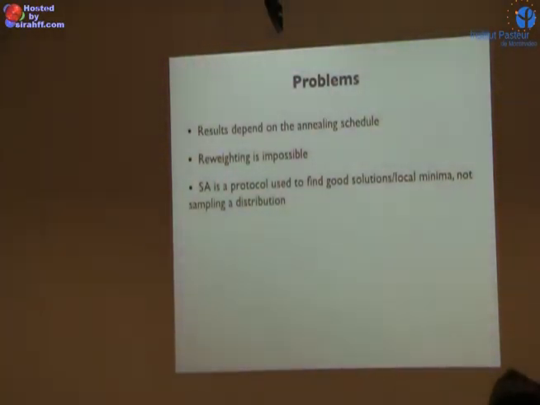And what are the problems of such a procedure? The results depend on the annealing schedule, how fast you are cooling down. And since you are changing your potential energy function in a non-controlled way, every n steps you just change this parameter, there's no formal way to control how these configurations are distributed, because you are doing something which is too violent to your system, and then reweighting, going back to whatever your temperature is, is impossible.